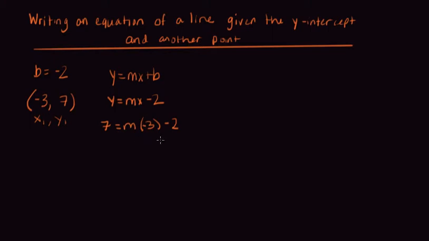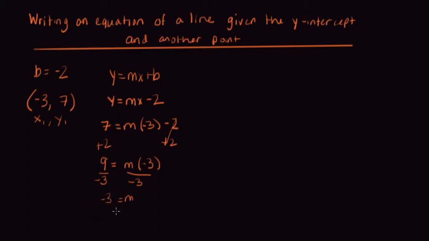So now we're just going to do this. I'm going to start by adding 2 to both sides so that I can get m all by itself. So I'm going to get 9 equals m times negative 3. Now I'm going to do the opposite and divide by negative 3, so that m equals negative 3.